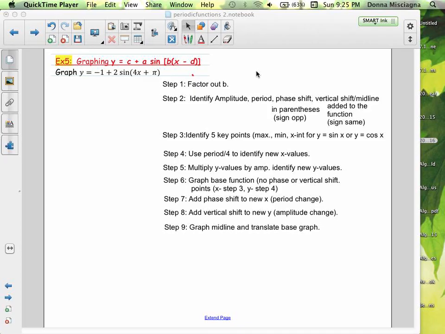Welcome. So today we're going to be graphing sine and cosine graphs with multiple transformations. So we'll have amplitude change, period change, phase shift, and vertical shift.